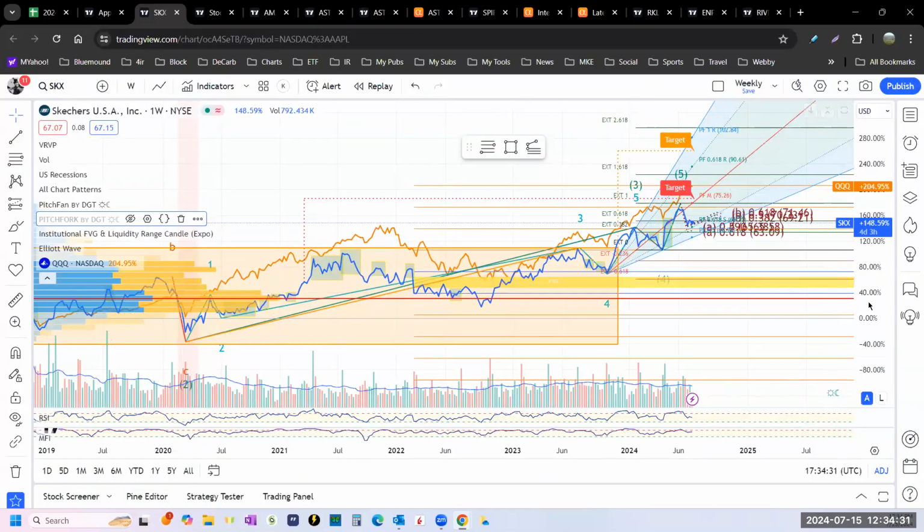Somebody asks about Skechers. Yeah, I think the shoe brands are all difficult investments, right? They don't seem to have any more upside than a good index. So why take the single stock risk?